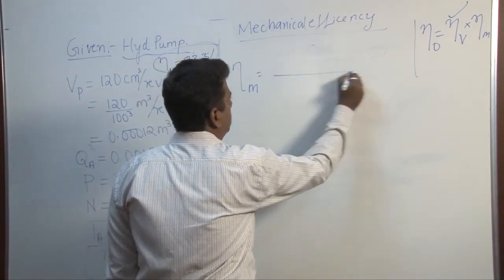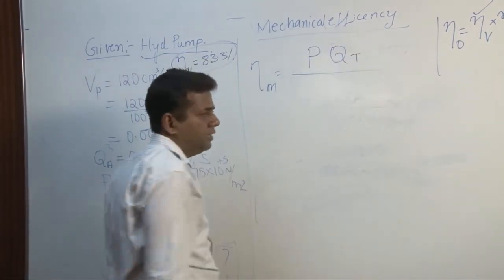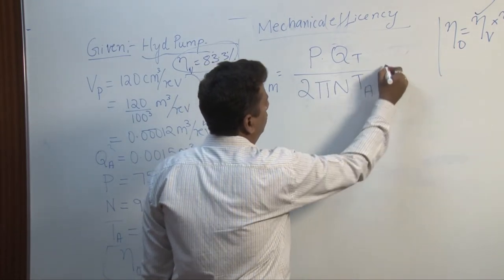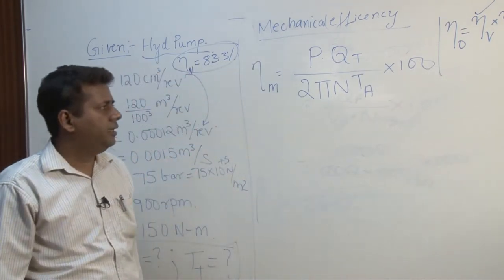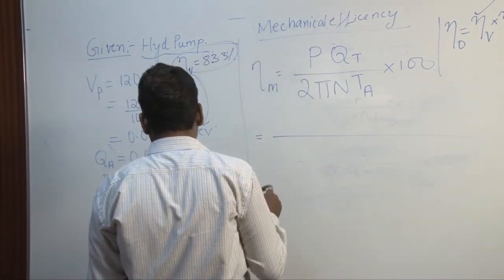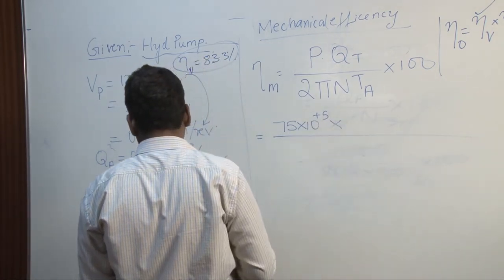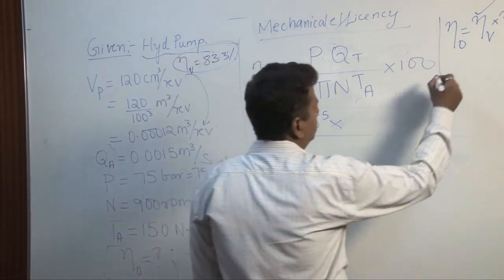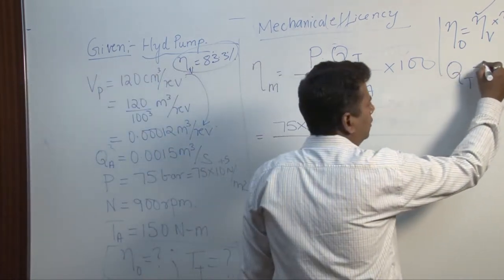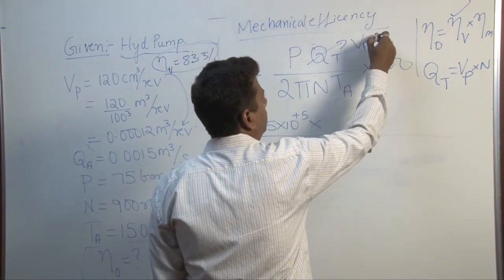eta m is equal to, so it is a ratio of power, right? P into Q theoretical in the numerator, divided by 2 pi N T actual, whole thing multiplied by 100. Q theoretical and torque actual, right? So you substitute the values. The power is pressure, 75 into 10 to the power of plus 5, into Q theoretical. So we need to find out Q theoretical. Q theoretical, as you know, is equal to Vp into N.